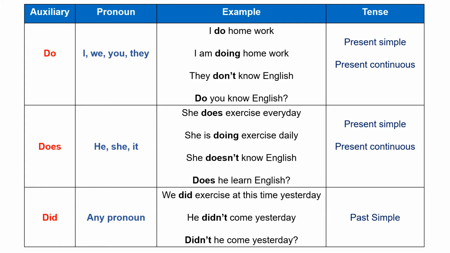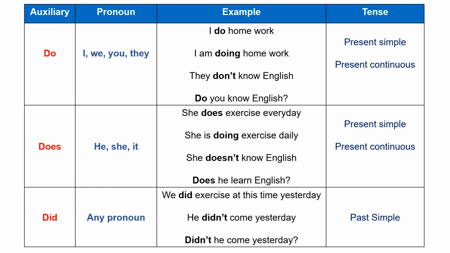Next auxiliary verb, does. Does is used with he, she and it. It is used in present simple and present continuous tenses. Example: she does exercise every day. In this sentence, does is the main verb. Next example: she is doing exercise daily. This sentence is in present continuous tense and doing is the main verb in this sentence.